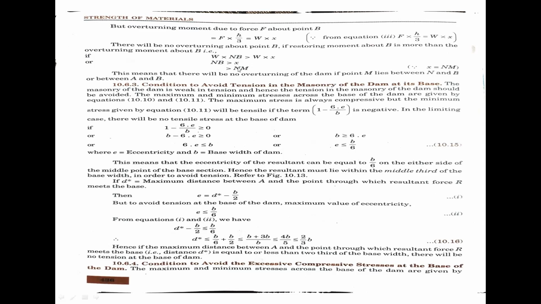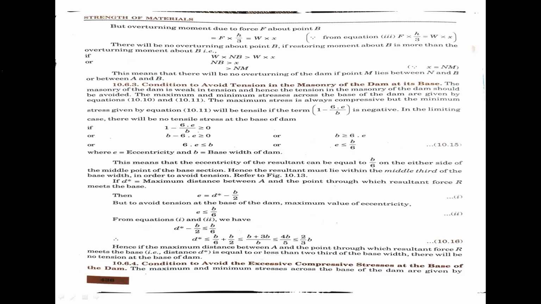Now, NB greater than X means NB greater than NM. The condition you have to satisfy is X less than NB, X equal to NM. This means that there will be no overturning of the dam if point M lies between N and B, or between A and B. That is the main concept, the main important point, to prevent the overturning of the dam.